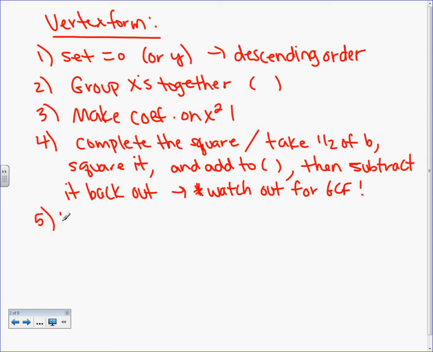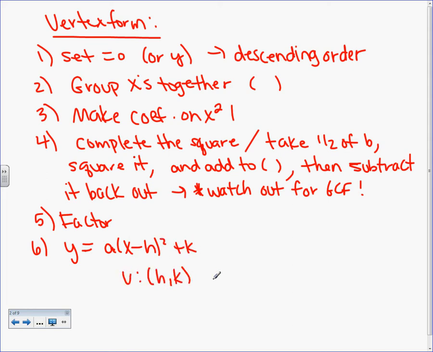Step 5, you factor the thing. In step 6, you're going to have it look like this. y equals a(x minus h) squared plus k, where your vertex is (h, k). Again, I know that doesn't make sense. Write it down. Okay?